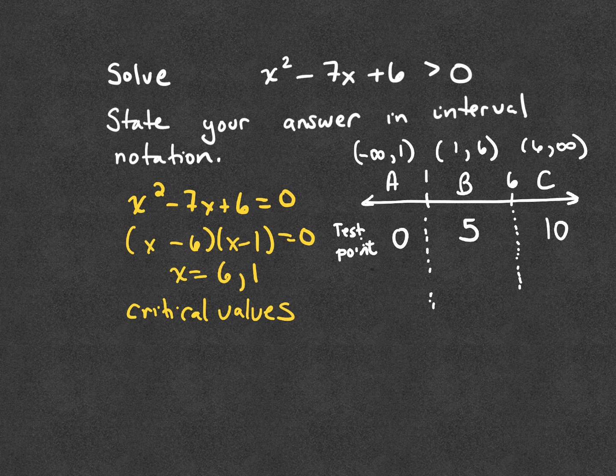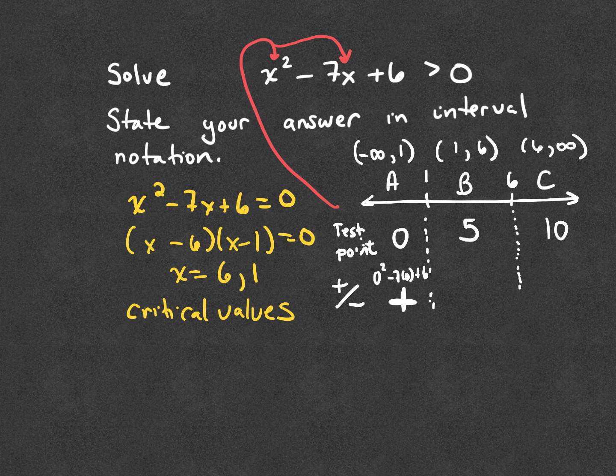So now that I've picked those numbers, I want to take those test points and plug them in for all the x's. And I do not care what I get. All I care is when I plug in, do I get a positive or a negative number? So if I plug in 0, I get 0 squared minus 7 times 0 plus 6, which is a positive number. That's all I care about, that it's positive or negative. It's positive 6. I don't care. I just care if it's positive or negative.